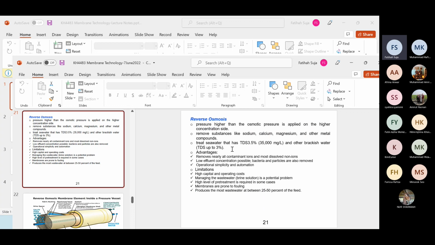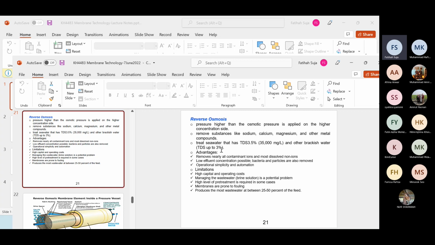And reverse osmosis, actually, when you talk about membrane, it's reverse osmosis. But when you say the types of membrane, reverse osmosis has a different meaning. Reverse osmosis membranes are still semi-permeable. They need pressure higher than the osmotic pressure applied on the higher concentration side. Okay, they remove substances like sodium, calcium, magnesium and other metal compounds. Yeah? So reverse osmosis in the types of membrane, this is after nanofiltration. Because with nanofiltration, you can still have ions like sodium, calcium, magnesium and other metal compounds. So they remove everything, yeah?